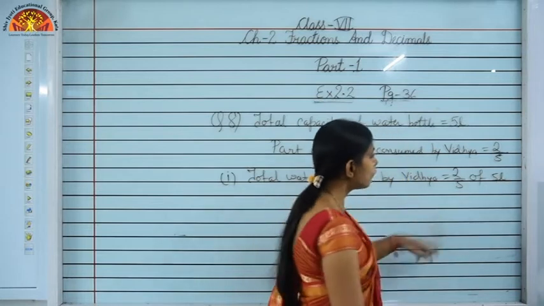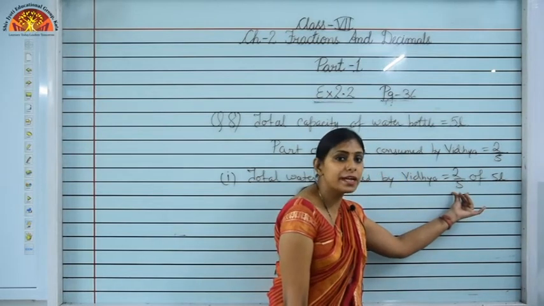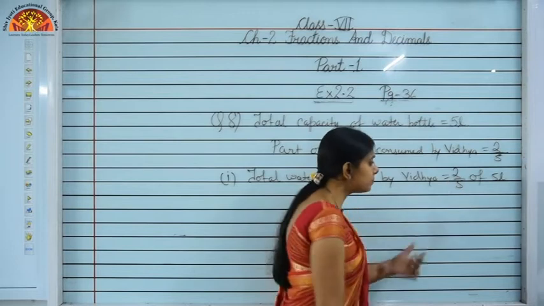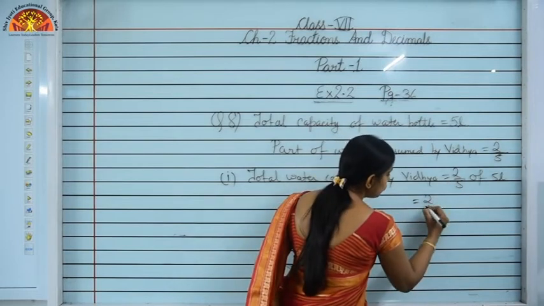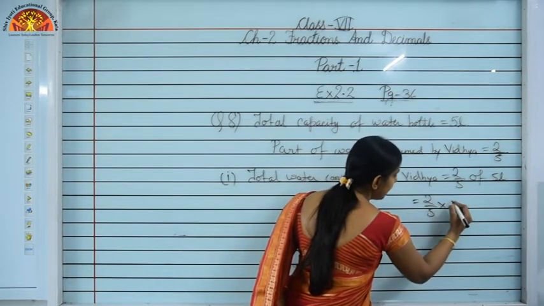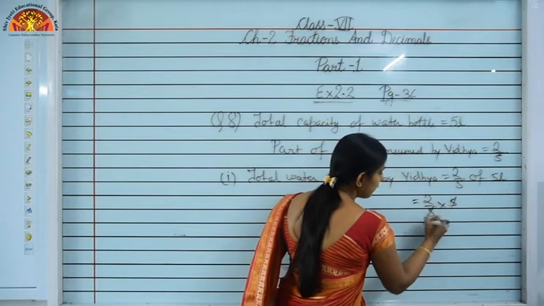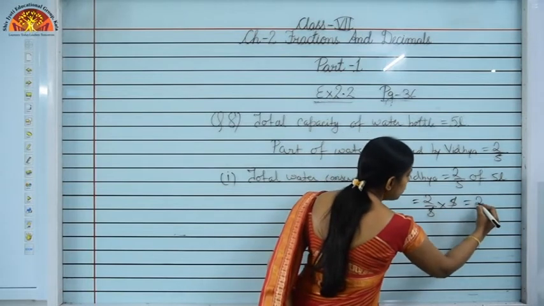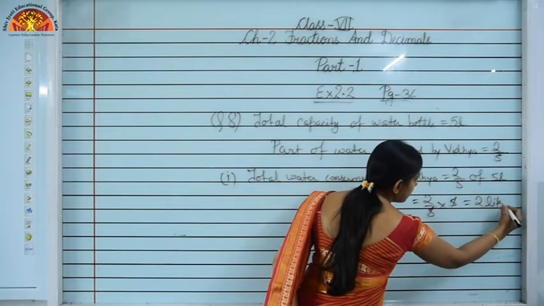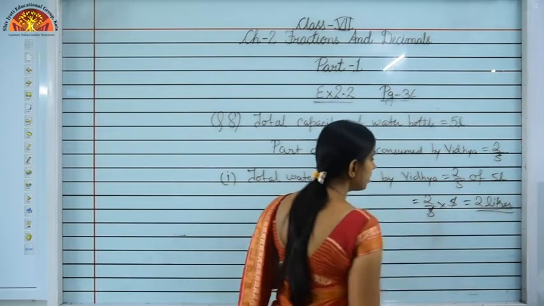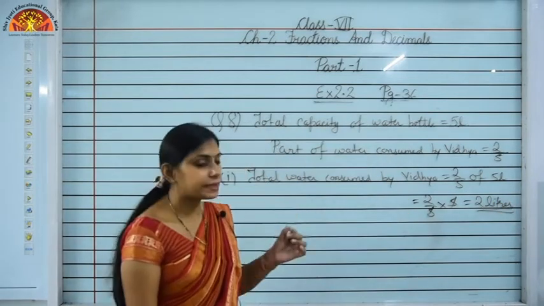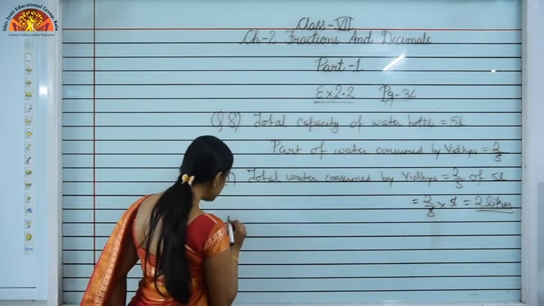Is it clear? 5 लीटर्स में से कितना कंजप्शन किया? 2 upon 5, and we have to determine. So just see, 2 upon 5 of means multiply into 5. So we can just cut 5 by 5. That is 2 liters of water is consumed by Vidya. तो विद्या ने कितना वाटर कंज्यूम किया है? That is 2 liters.